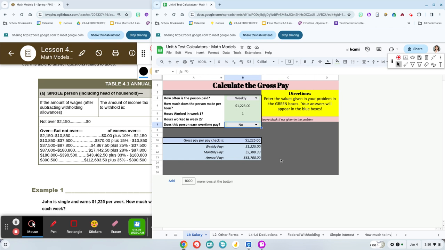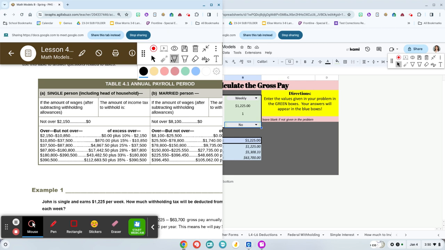All right, $63,700 is his gross pay. So let's look at our chart. I'm going to highlight it here. He's single, so we're going to find 63,000. It's going to be in this range. He makes between 37,500 and 87,800. He's right in there, 63,000. So these are the numbers we're going to use. Let me explain each of these for you. This is real simple if you learn what goes where and how to use the calculator.